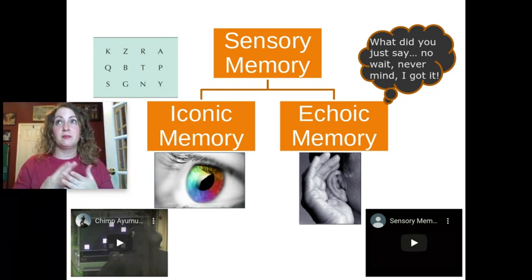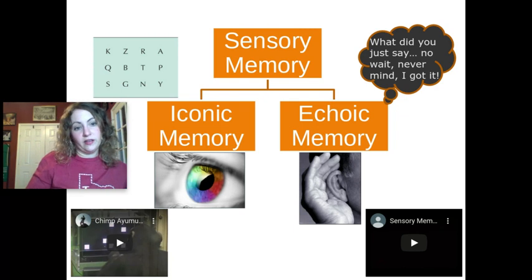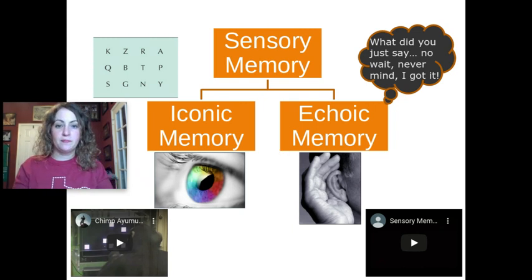There are 2 specific types of senses that have their own memory. There's iconic, which obviously you can see from this picture, is your visual memory, and then echoic is your auditory memory. If you remember from the previous slide, iconic memory is about, do you remember? It's about half a second. And then echoic memory is a little bit longer, about 2 seconds, give or take.